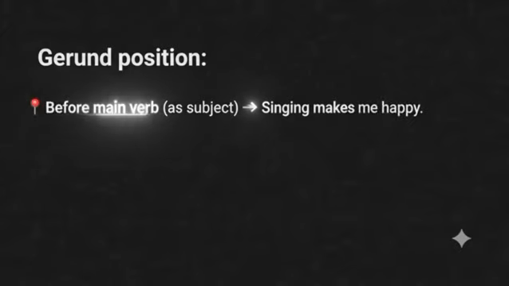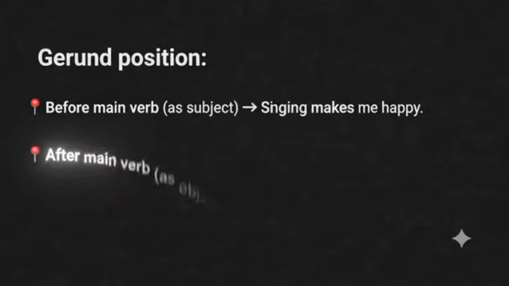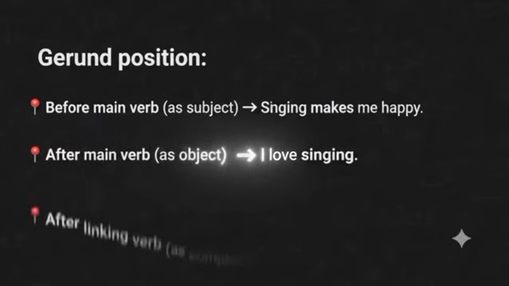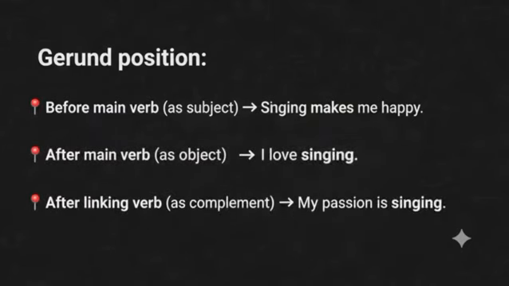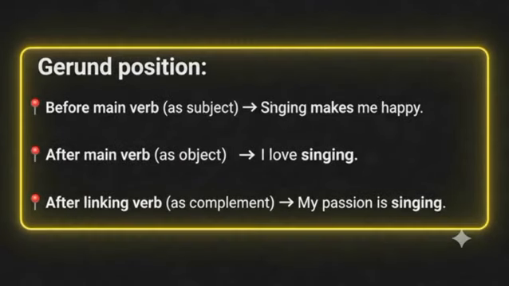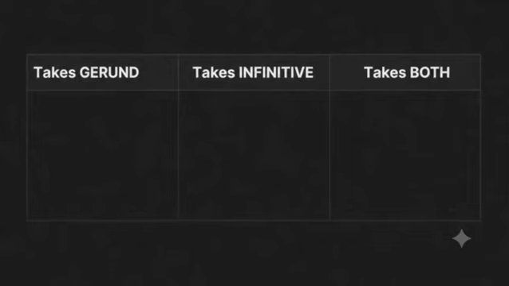Gerund position roles. Where does a gerund sit in a sentence? Three places. Before the main verb, as the subject. For example, singing makes me happy. After the main verb, as the object. For example, I love singing. Or after a linking verb, as a complement. For example, my passion is singing. Same word, three positions, always still a noun. This slide alone can save you marks in every exam.